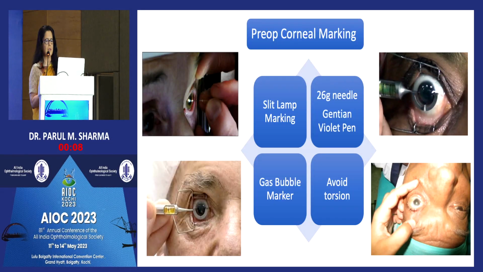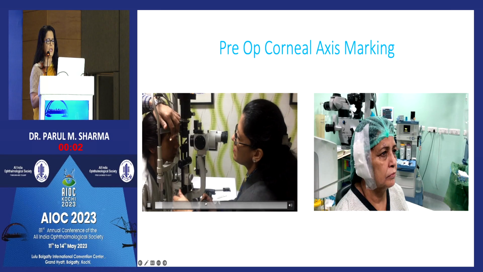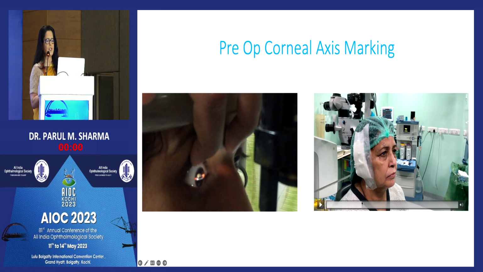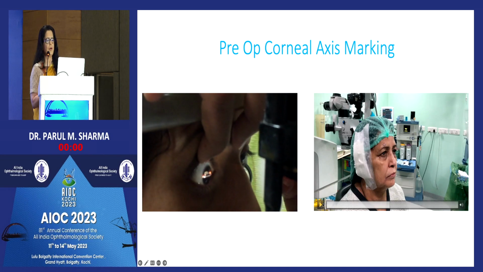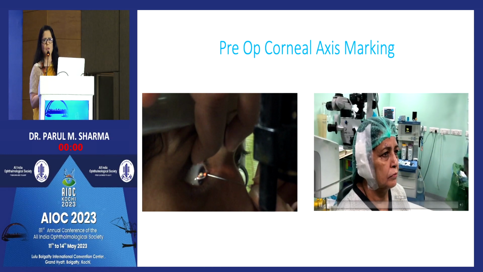A few things in your marking: whether you're doing a slit lamp one or the gas bubble one, you just have to make sure that the cornea is dry. Most of the time the marking will run off if your cornea is not dry and you'll get a smudged marking. So that's the only thing which I need to say.